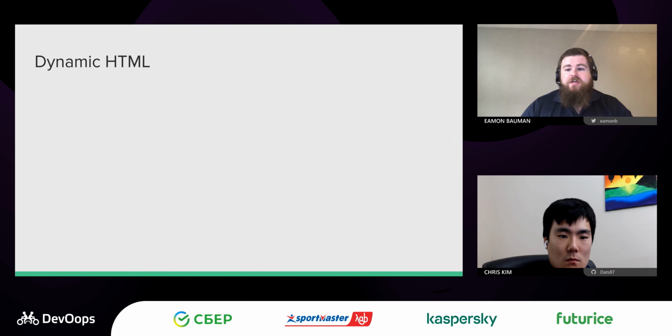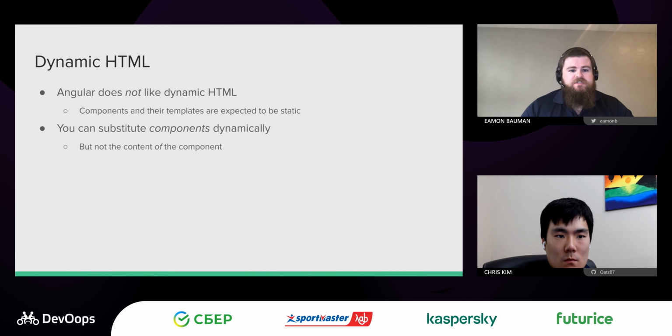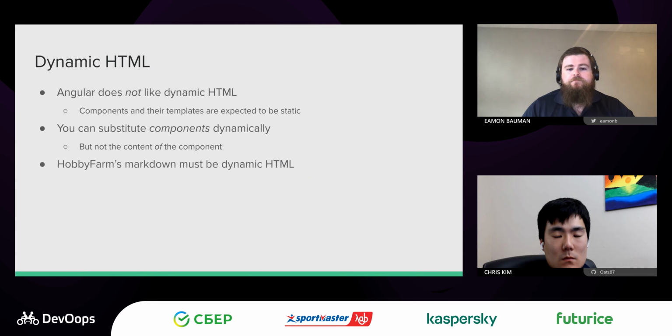Finally, we needed dynamic HTML rendering inside the browser. Angular does not like dynamic HTML. It is expecting that components and their associated templates will be static. You can obviously do two-way data binding to fill in various bits of the template, but it is expected that the overall template itself will be static content. You can substitute components themselves dynamically, so if I wanted to swap in component A and component B, that's simple, but the content of the component, the template itself, is not easily dynamically substituted.